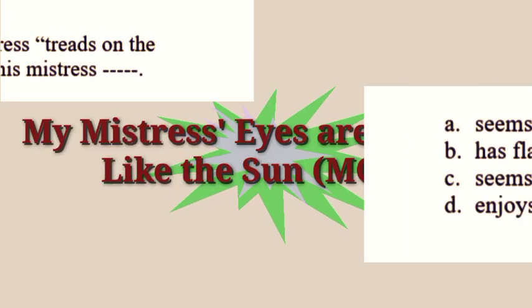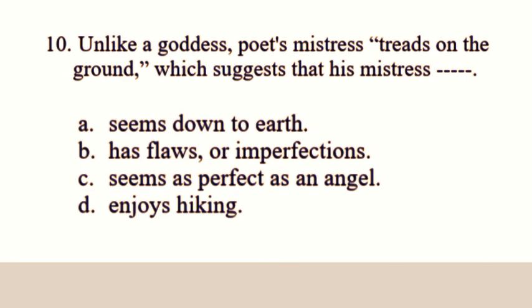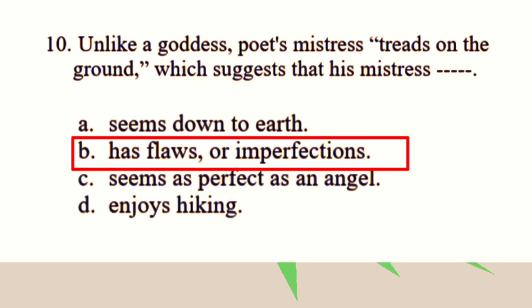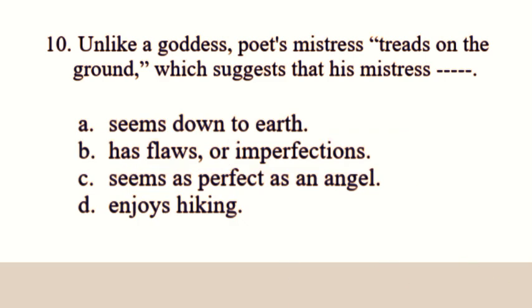Question number 10. Unlike a goddess, poet's mistress treads on the ground, which suggests that his mistress ... The options are A, seems down to earth, B, has flaws or imperfections, C, seems as perfect as an angel, or D, enjoys hiking. The right answer is option B, has flaws or imperfections. Unlike a goddess, poet's mistress treads on the ground, which suggests that his mistress has flaws or imperfections.